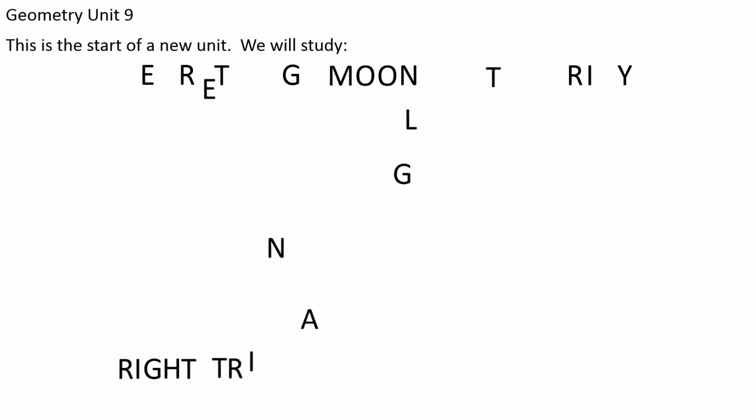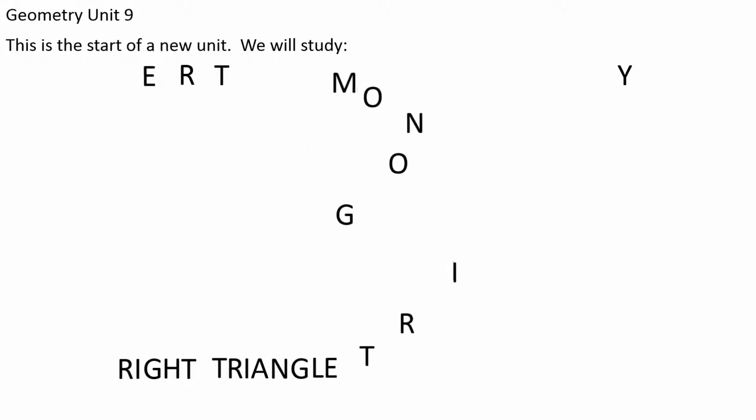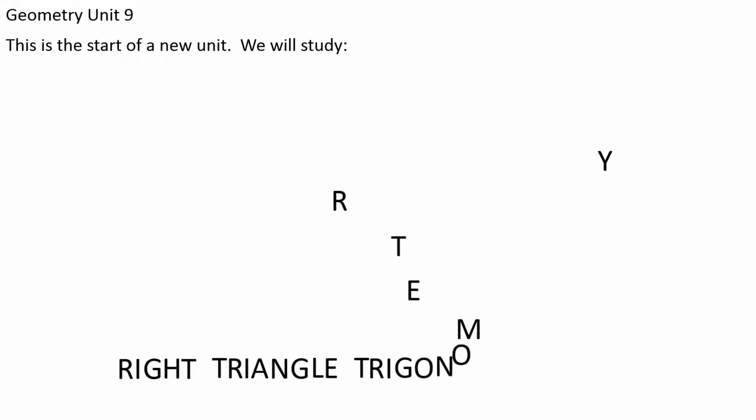Let's reorganize those letters. Okay, so the first word is actually right. And then triangle. And finally, trigonometry. Okay, so what we're actually studying is right triangle trigonometry. That's what the unit's all about.